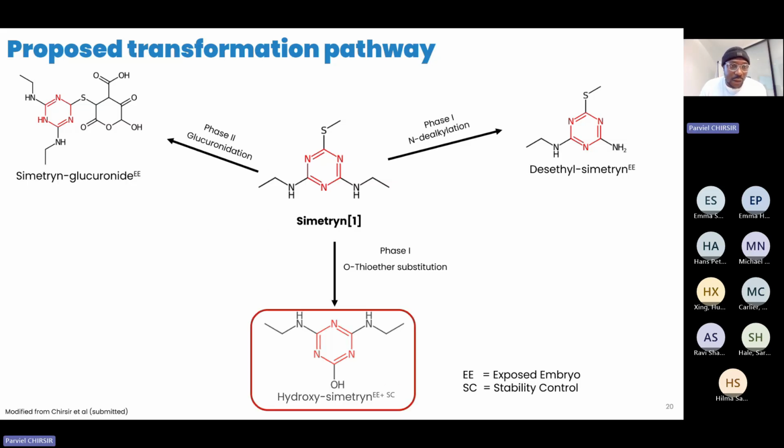But what was also interesting is that we found some transformation products, or some TPs, also in the stability controls that did not contain the zebrafish embryos, showing that these compounds, Symetrin and the others that had TPs identified in the stability controls, could also break down on their own. So the transformation could be both biotic and abiotic transformation.